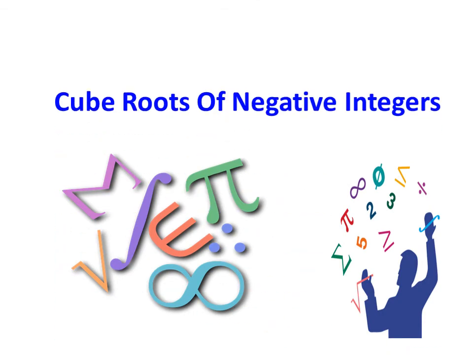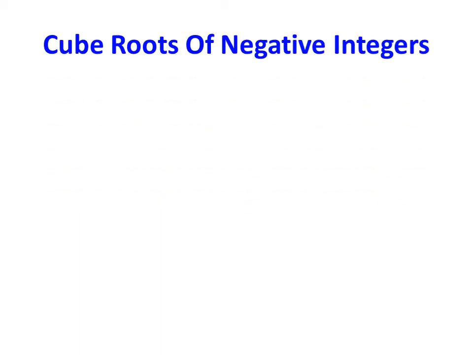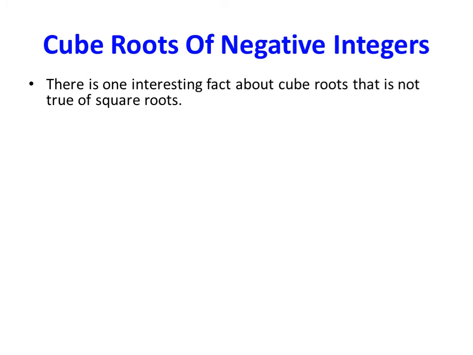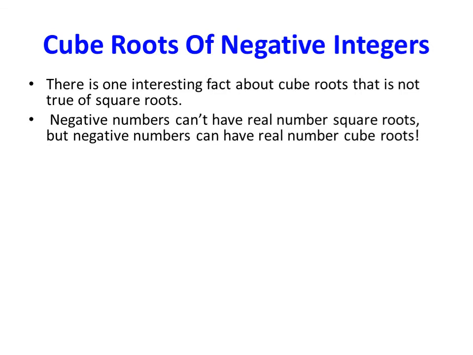Now we move toward our today's topic, the cube roots of negative integers. We will follow the same strategy, the same methods as we discussed in our previous lesson of finding the cube roots of perfect integers. There will be slightly different steps. So, cube roots of negative integers. There is one interesting fact about cube roots that is not true for square roots. Negative numbers can't have real number square roots, but negative numbers can have real number cube roots.